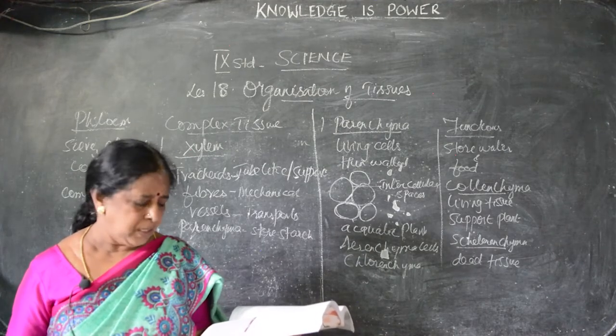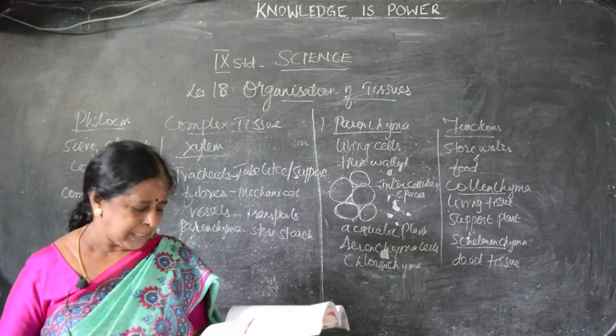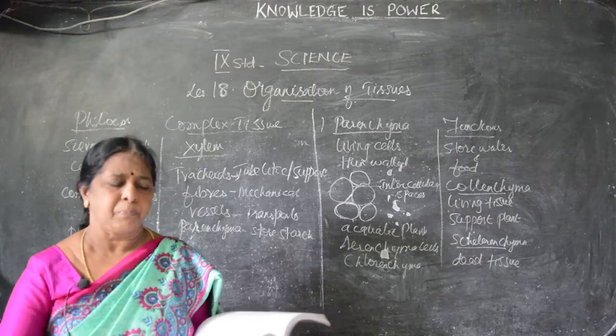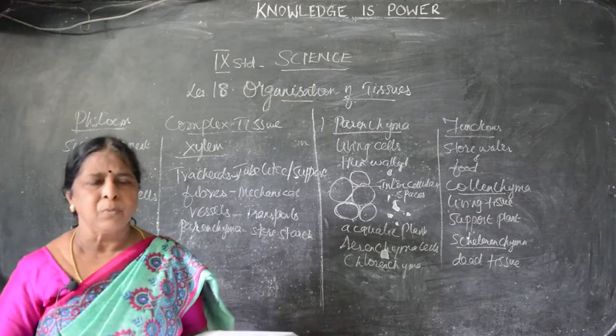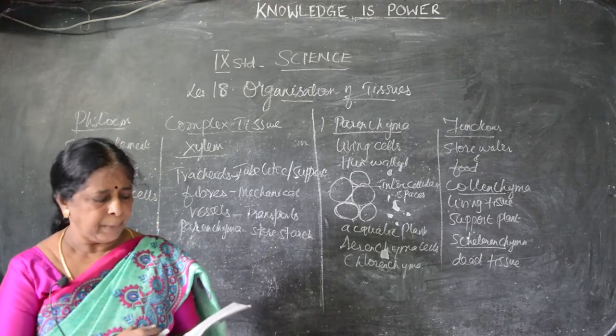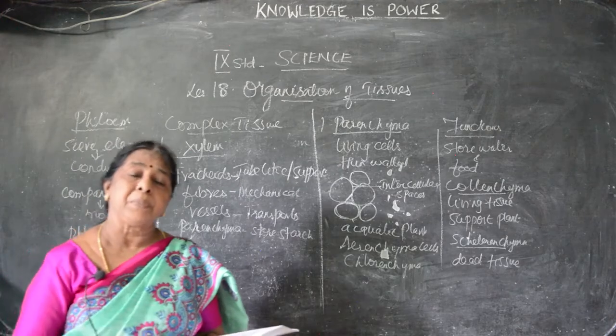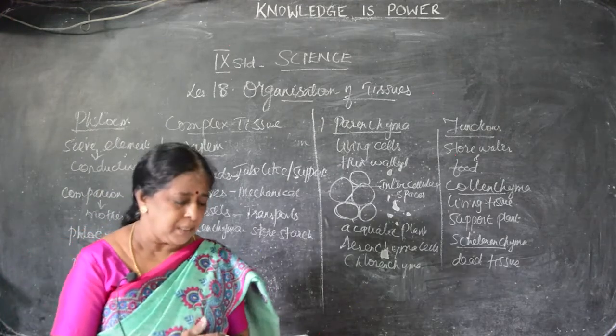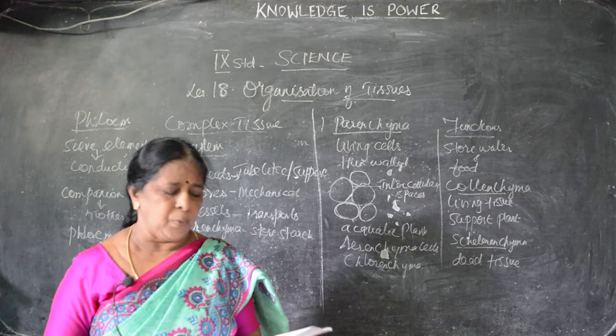Here, component means what? Supporting. They are sieve elements, companion cells, phloem parenchyma and phloem fiber. Clear? Then what are the differences between, we have seen already, meristematic and permanent tissue. These both are very important.